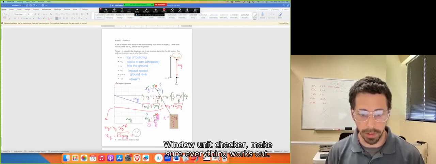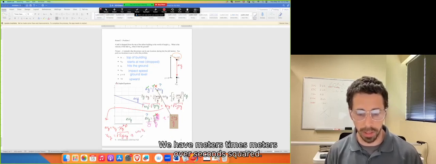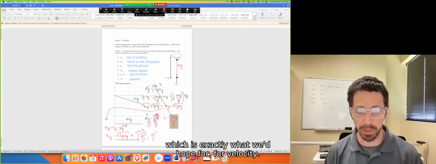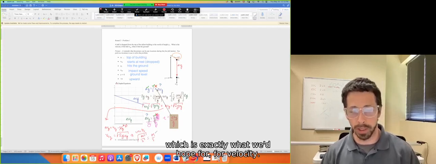All right, we're going to do a unit check here, make sure everything works out. We have meters times meters over second squared. So you get meters squared per second squared, take that square root, and you end up with meters per second, which is exactly what we'd hope for velocity.